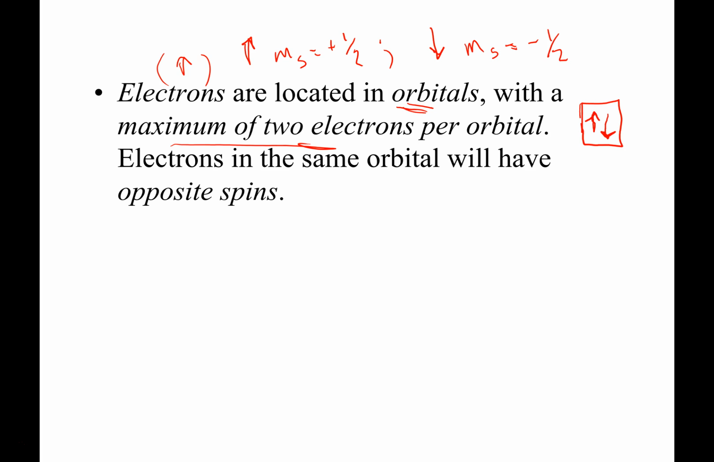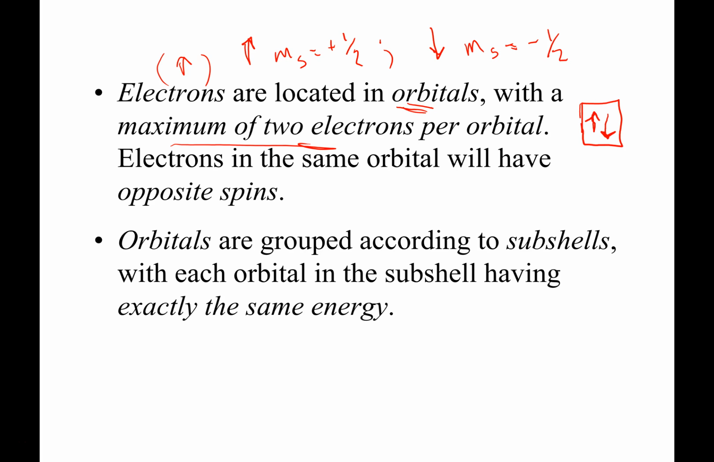We're going to ultimately give numeric values to how electrons are hanging out. So that's one of the things we're considering when we're talking about how electrons are arranged. So orbitals, that's the box. Orbitals are grouped according to subshells.